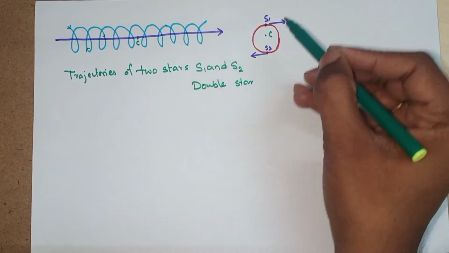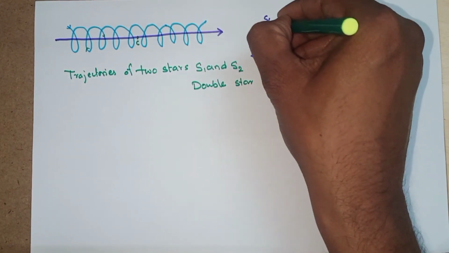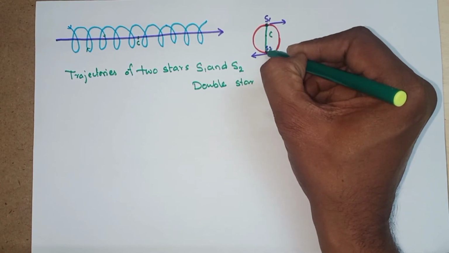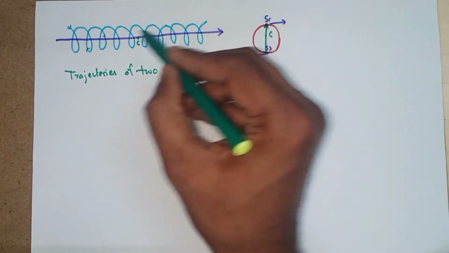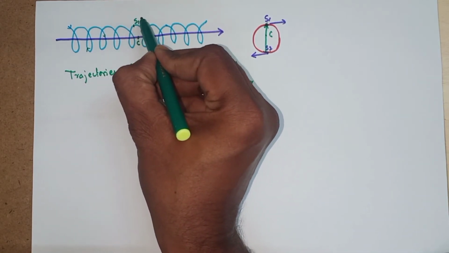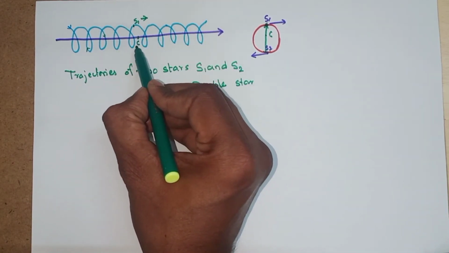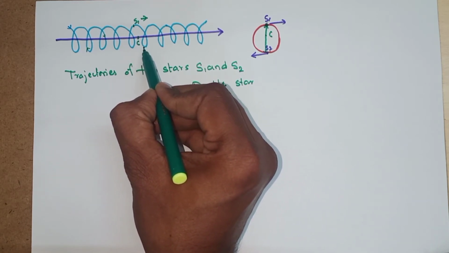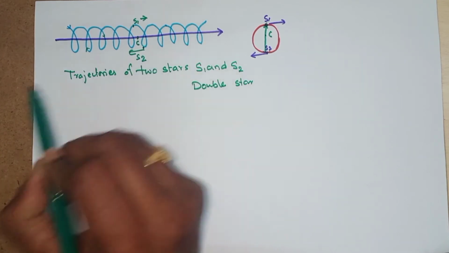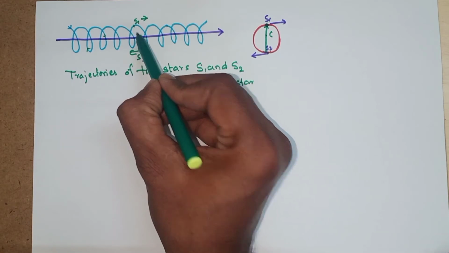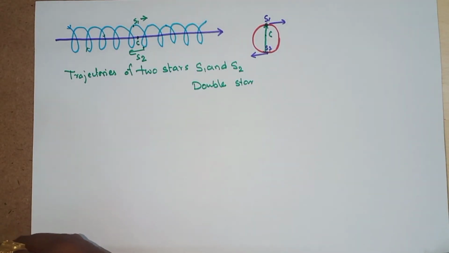The two stars appear to be completely diametrically opposite. First you observe that this is a star over here, and the second star appears to be here, S2. What you see here is called the center of mass.